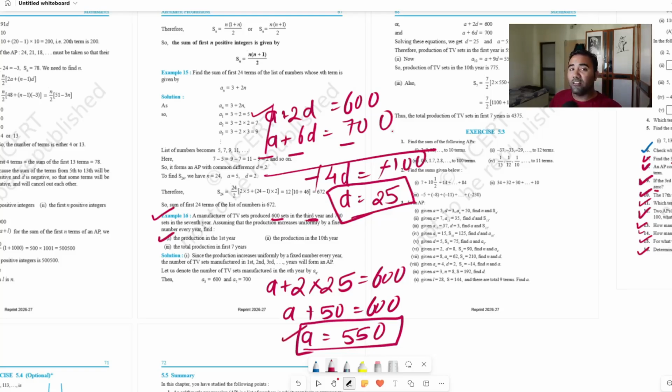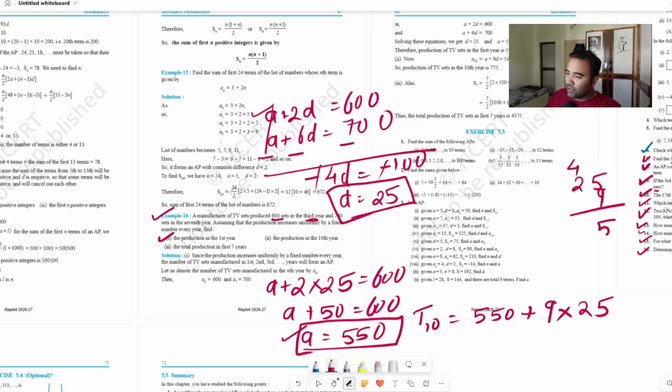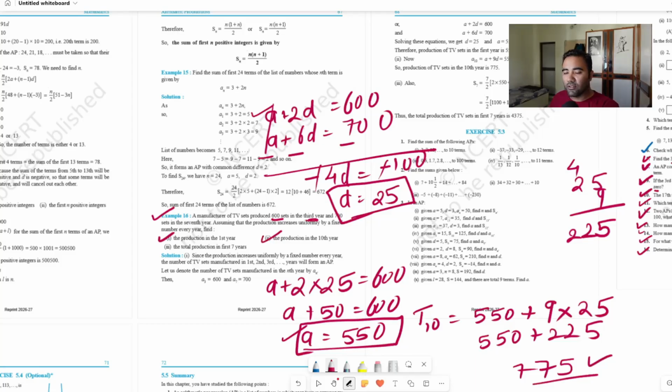The production in the 10th year, so that is the 10th term. So T10 is equal to a plus n minus 1 d. So 10 minus 1 is 9 and d is 25. 9 5s are 45, 9 2s are 18, 18 plus 4 is 22. So 550 plus 225 gives you 775. 775 is the answer to the production in the 10th year.